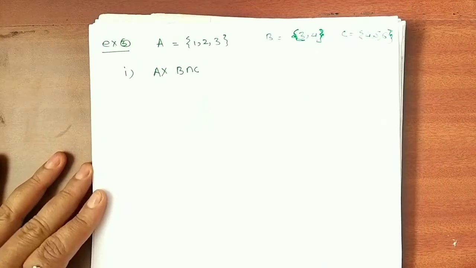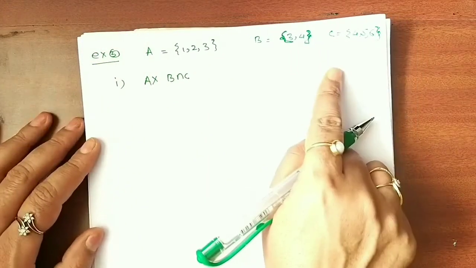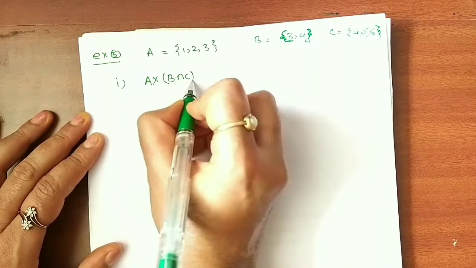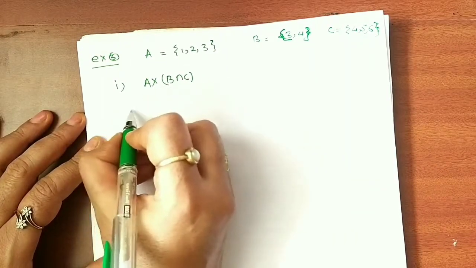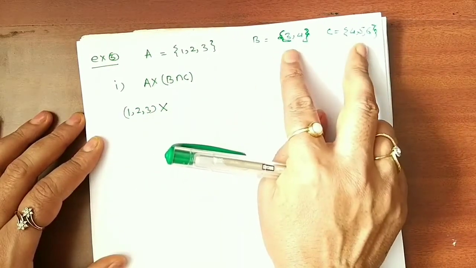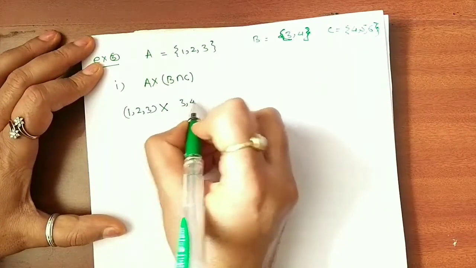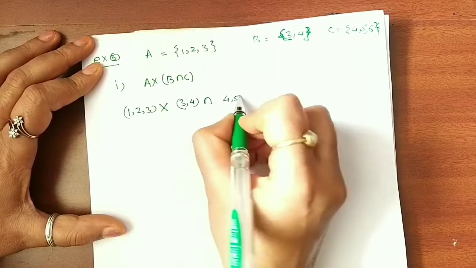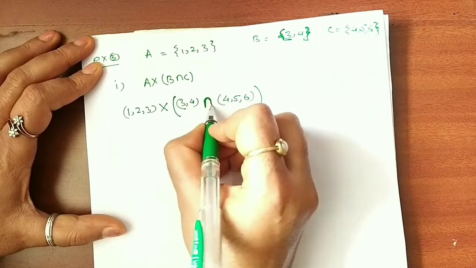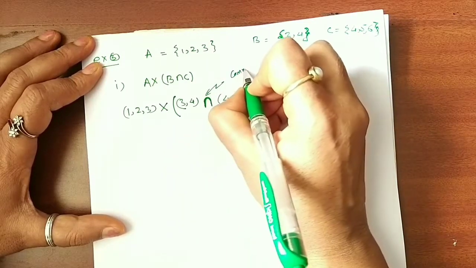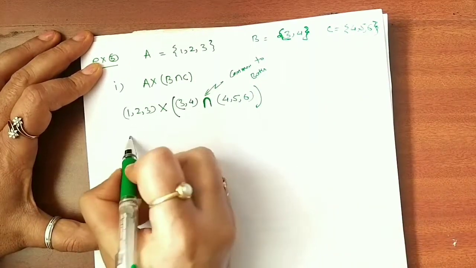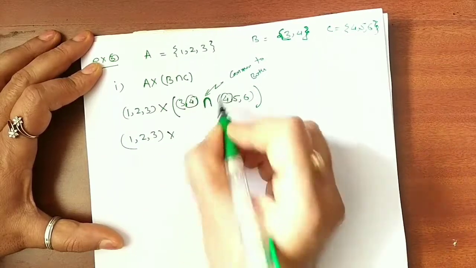Here is question number 3, A, B, and C, and you have to find A cross B intersection C. What is the meaning of intersection? What is A? A is 1, 2, 3. Let me write down. A cross B intersection C means which is present in both. B is 3, 4, intersection with C, which is 4, 5, 6. So what is present in both is called intersection. Intersection means common to both. So there is 4 common.